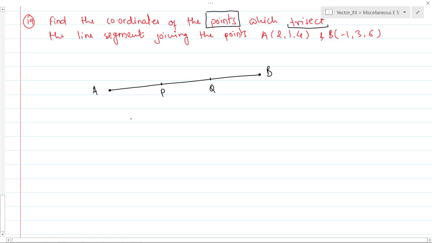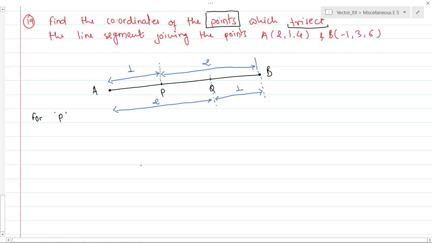Now how will we proceed? We will consider these two points one by one. First let's understand P. If I consider only P, this is the first part and this will become the second part. As this is the total trisection, if this part is 1, this part will be 2. Similarly for Q, this is the first part and this is the second part, equal to 1, and then this part will become 2.